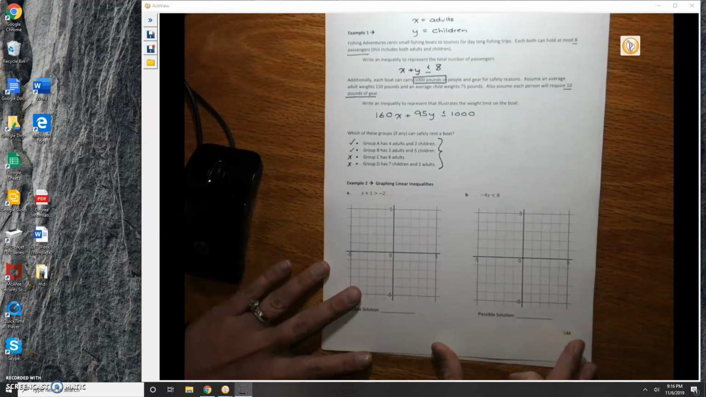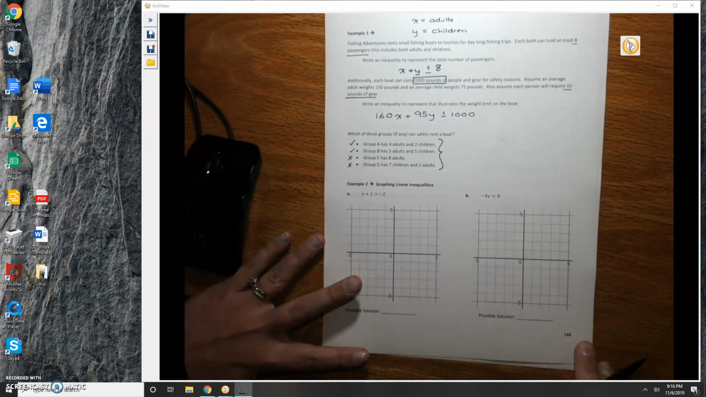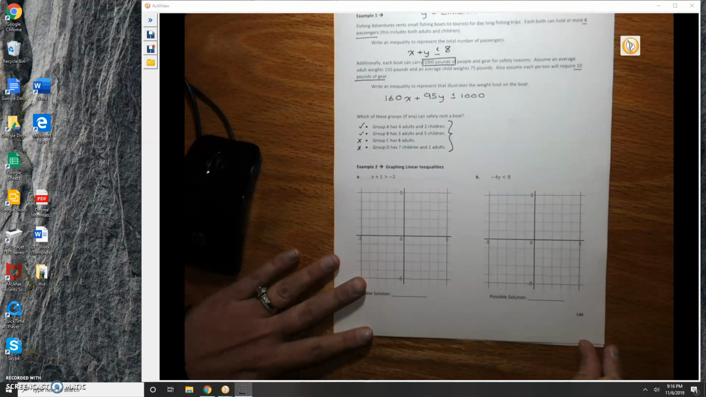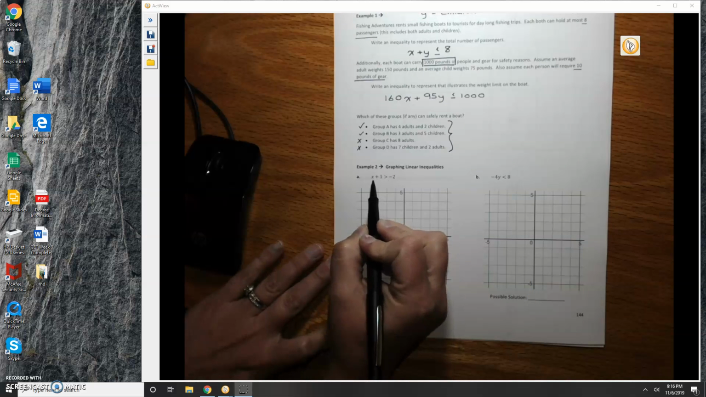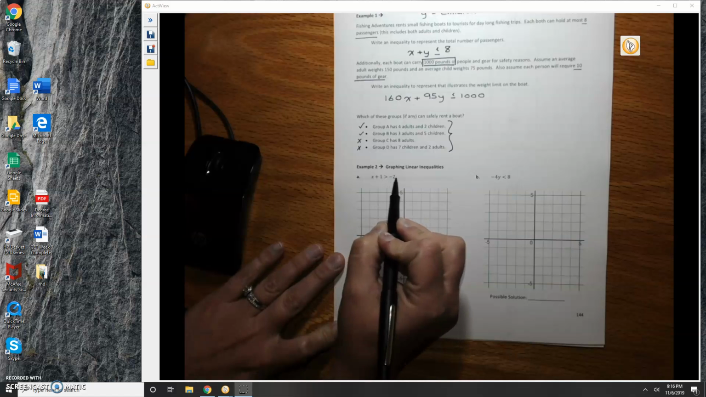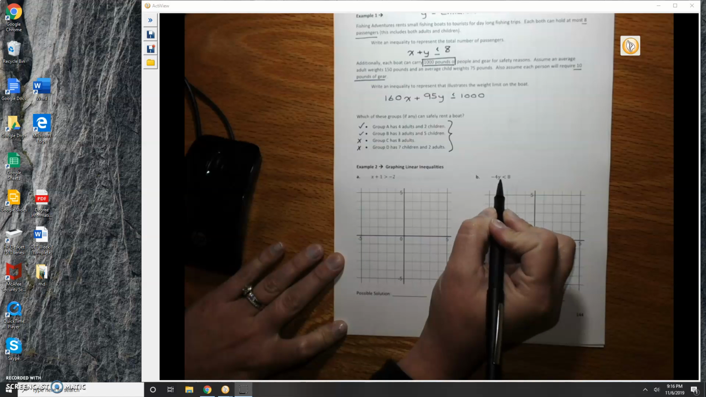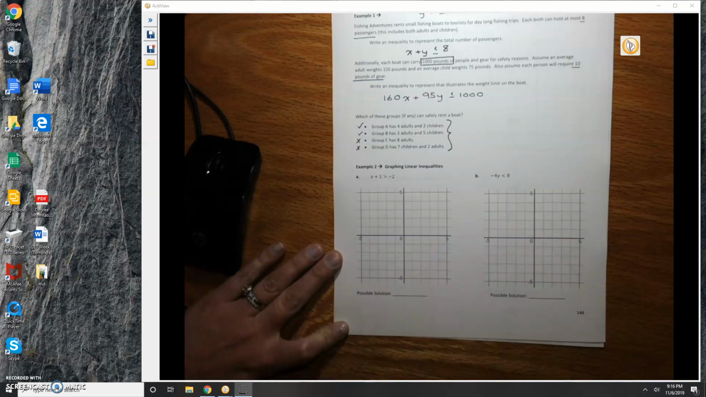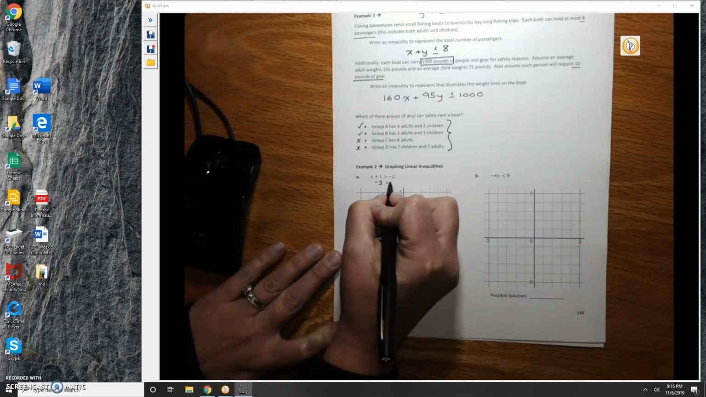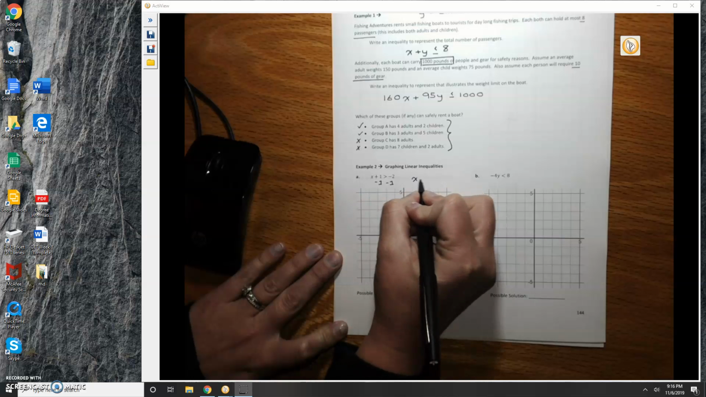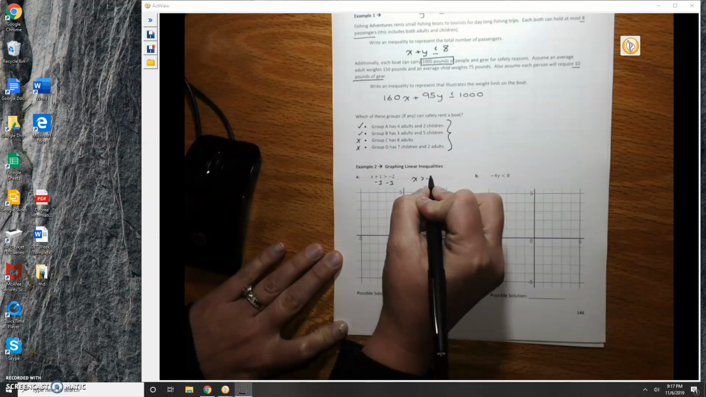All right, now we're going to go ahead and get to graphing. So here we go. Graphing linear inequalities. These only have one variable here. We have x plus 1 is greater than -2, and -4y is less than 8. So let's go ahead and look at this first one. If I subtract 1 from both sides, I'm left with this statement, x is greater than -3.